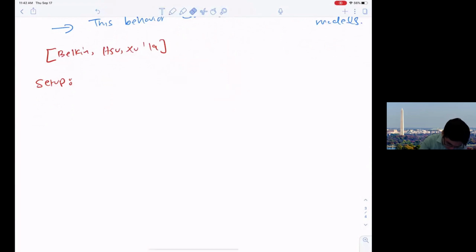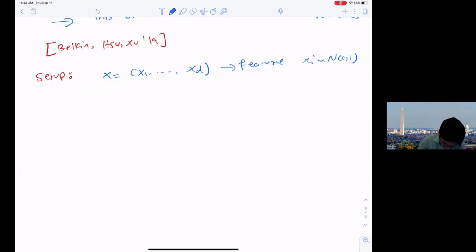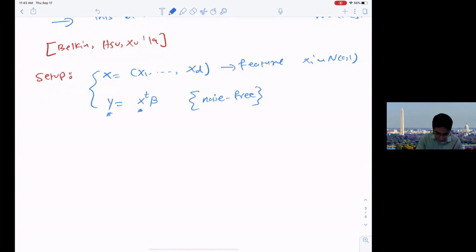We are going to look at inputs in d dimensions, x1 to xd. These are my features. And we assume each xi is distributed according to a normal distribution, 0, 1, just a simple data distribution for my features. And we are going to say the label y is just a linear combination of the x's. It's a linear model, x transpose times beta. Beta is a model parameter that I pick. And for simplicity, I'm going to look at the noise-free case. They have looked into the noisy case as well, but let's just start with the noise-free case. So if you give me x, I can compute y. And if I fit a linear model to my inputs and outputs, then I can obtain zero error if I use beta.